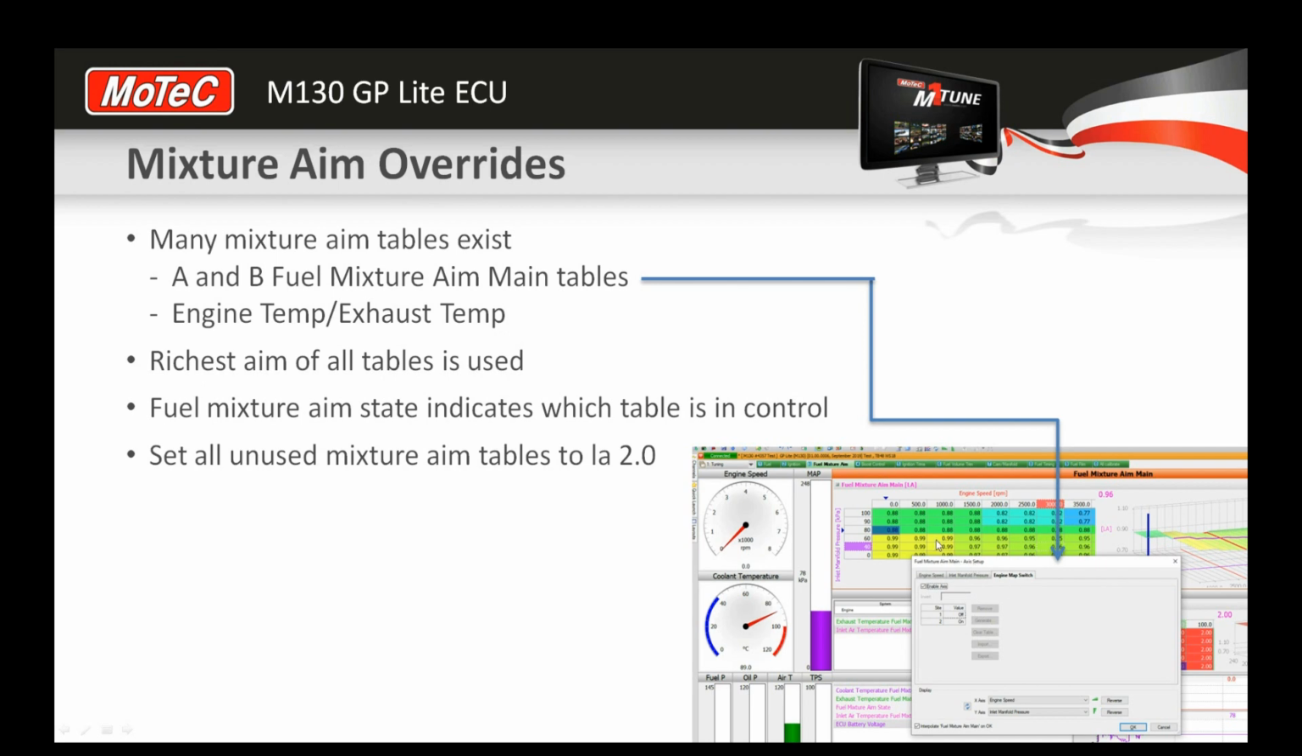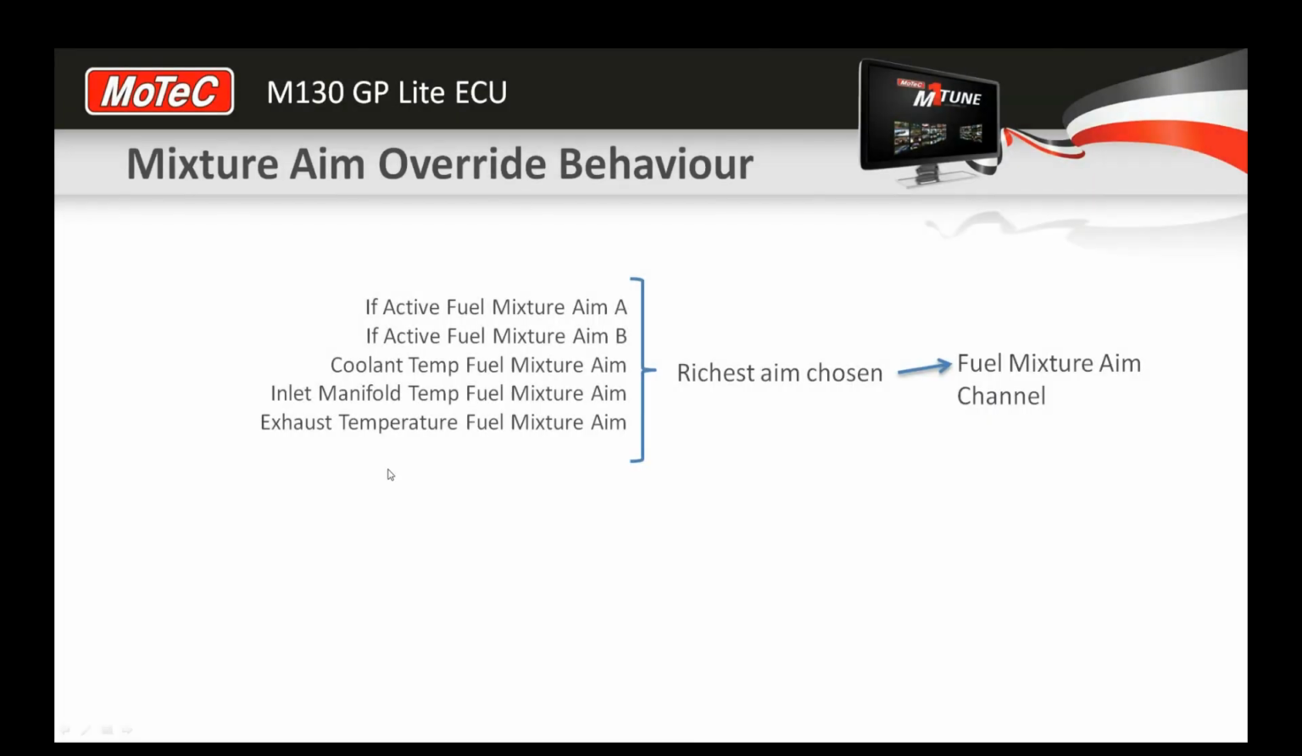So if you want any of these tables to have no use at all, then you put a really high lambda number in them. So lambda 2 or 10 or whatever, as long as the number is higher than your richest number in the fuel mixture aim main. Right, the A and the B fuel mixture aim tables refer to a switch that you can set up for running two different lambda aims, fuel mixture aims. Okay, there's just basically a flowchart of what happens. All the aim tables, richest one chosen, and this one becomes the fuel mixture aim channel.